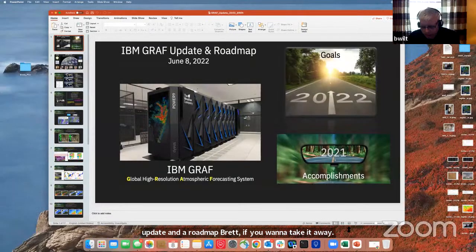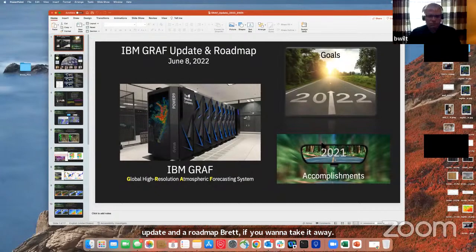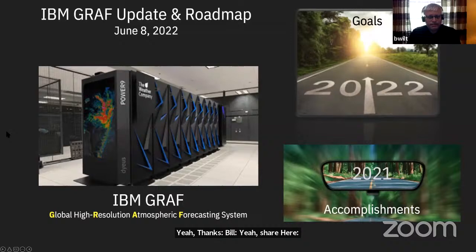Okay, understood, yes. Okay, let's move on to our next talk. We're going to hear from Brett Wilt. He's going to talk about IBM Graph and give us an update and a roadmap. Brett, if you want to take it away. Yeah, thanks, Bill. Let me share here. Okay, does that show up? Yes. Good.